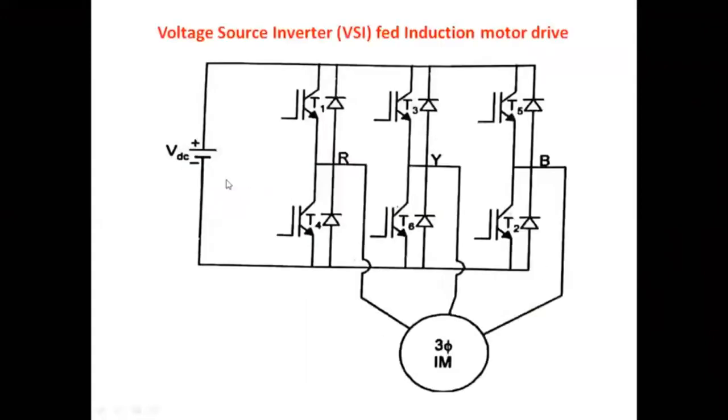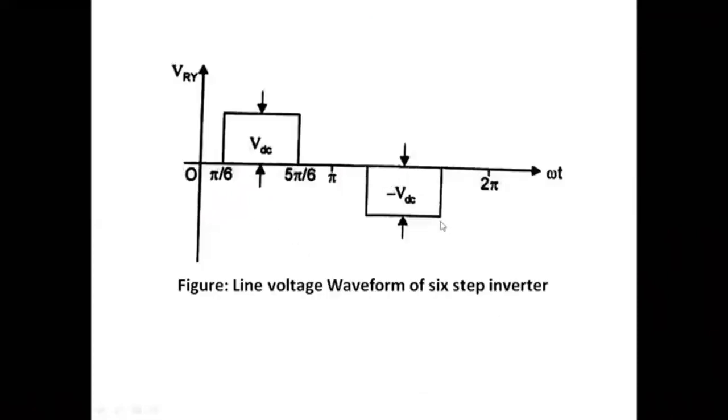Here we have 6 thyristors, so the 6 devices will each have 60 degrees of conduction. So that is pi by 6 to 5 pi by 6, we will have 60 degrees of conduction here. And in the negative half cycle also we will have 60 degrees of conduction.